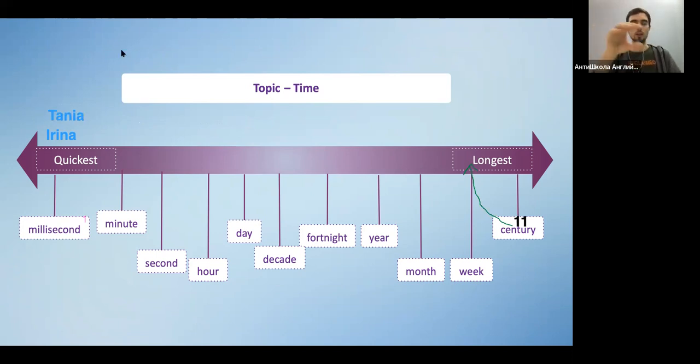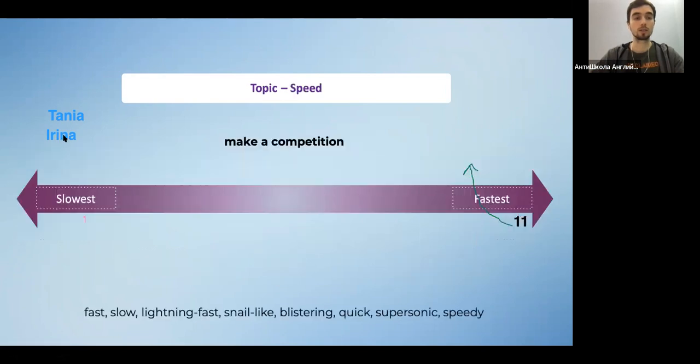So in front of your names, you can type the order, the right order of these words from the quickest to the longest. It doesn't really matter. That's not comfortable for me, so maybe you're going to choose somebody else. Okay. Who can do that?